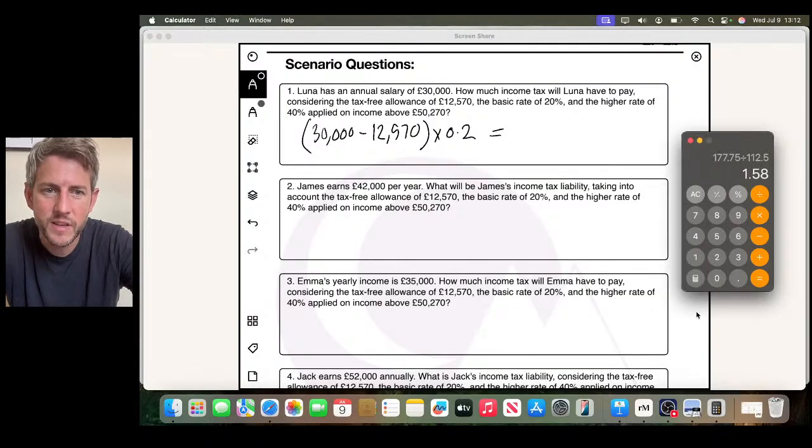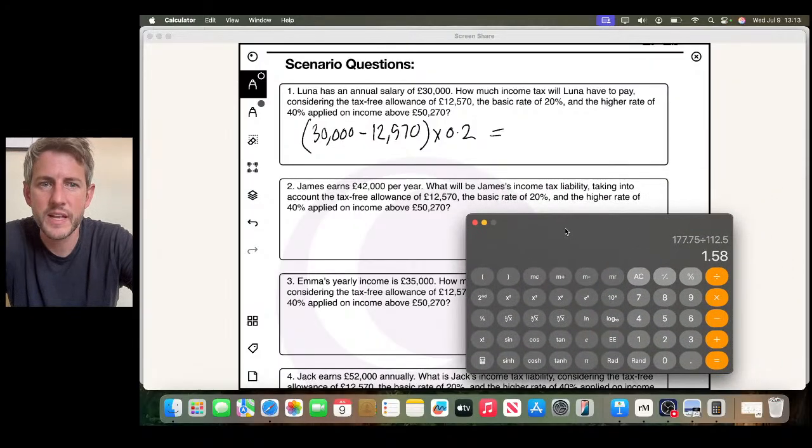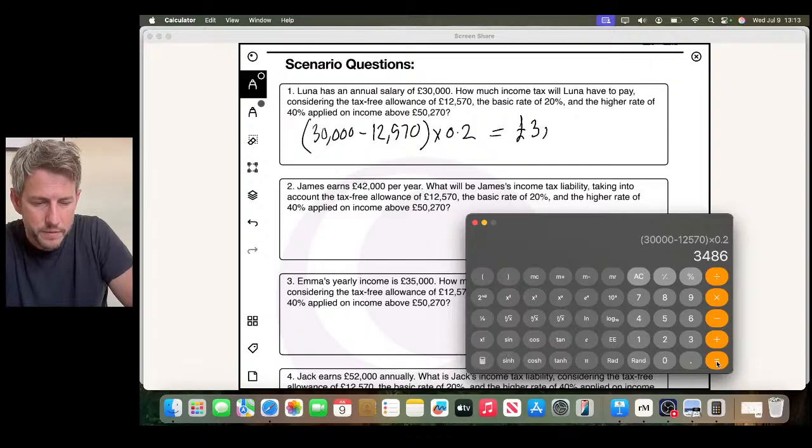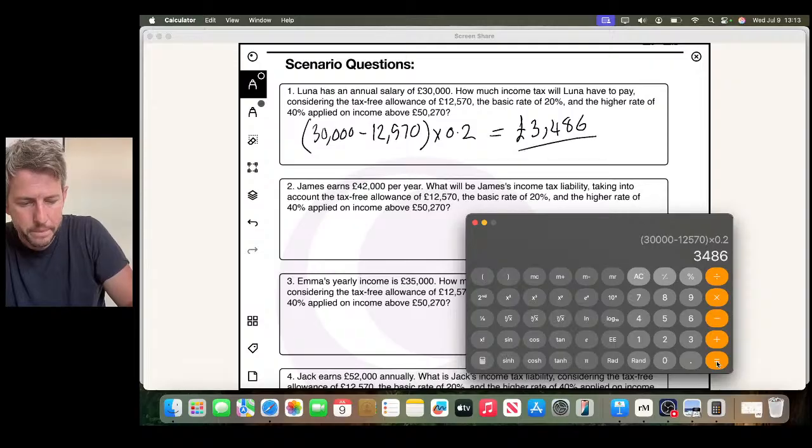I'm going to use my scientific calculator here and make use of the brackets, just because that's going to make it a bit more straightforward. So 30,000 take away the tax-free allowance. This will give us the money that she pays tax on, and then times 0.2 will give us 20% of that, which will tell us how much tax she pays. So there we go. She's going to pay £3,486.